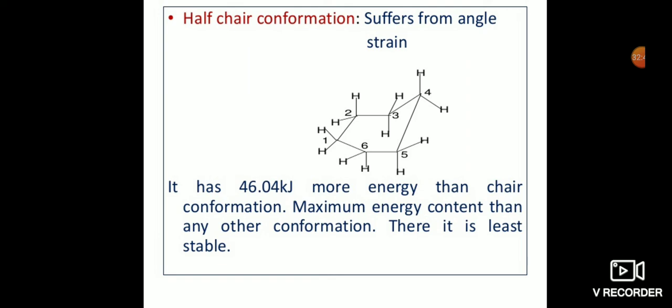Half chair conformation suffers from angle strain. Earlier we have already discussed that there are mainly four types of strains which influence the stability of these different forms. Each and every one we are discussing in detail. In chair form there are influencing strains, in boat form, in twisted boat, and now we are discussing half chair conformation. It suffers from angle strain.